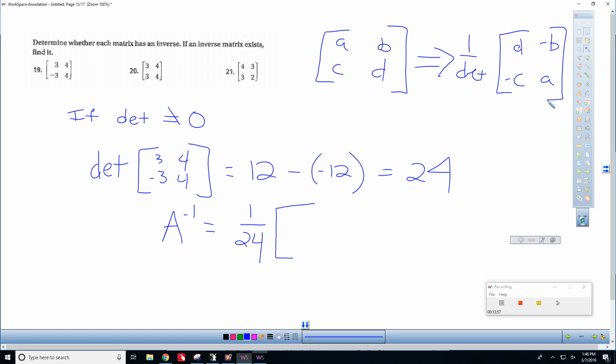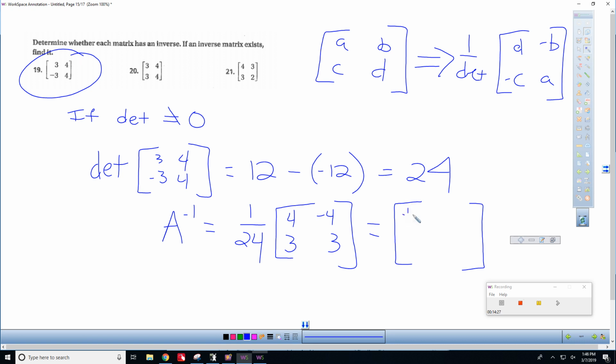So then what we will do, we go 4 here, 3 here, and then this will be a +3 and a -4. So the inverse of this would be 4/24, so 1/6, 3/24, 1/8, -1/6, and 1/8. That is your answer, and that is the video.